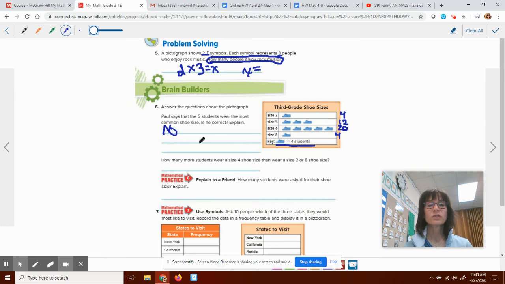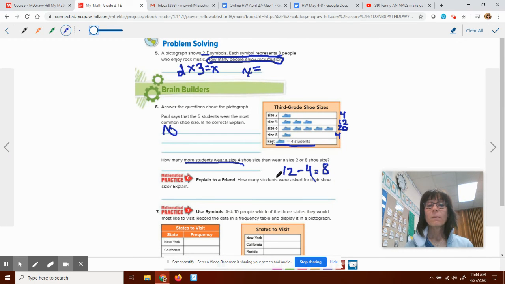Let's look at our question again. How many more students wear a size 4? So we have 12 people with a size 4 than wear a size 2 or 8. Well, a 2 and an 8, they only have 4 students each. So it would be an answer of 12 minus 4, which equals 8.